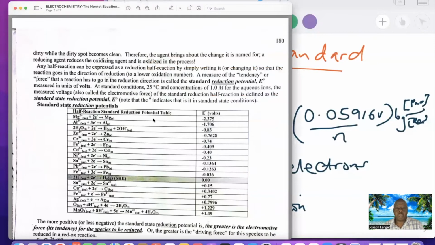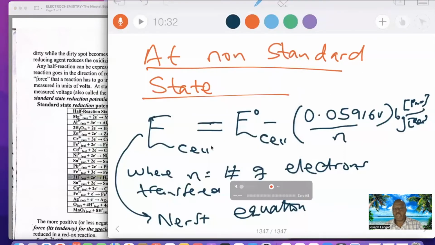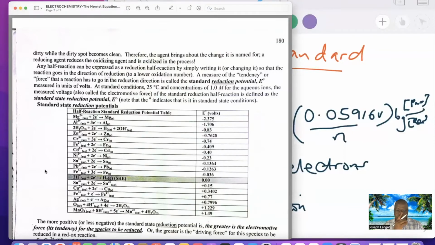The temperature will be something else other than 25 degrees. It could be 26. It could be 27. It could be 28. It could be 22. But it's non-standard state. So we use the Nernst equation to calculate the cell potential at non-standard state, which we'll use that. So now let's see how you will complete the data.